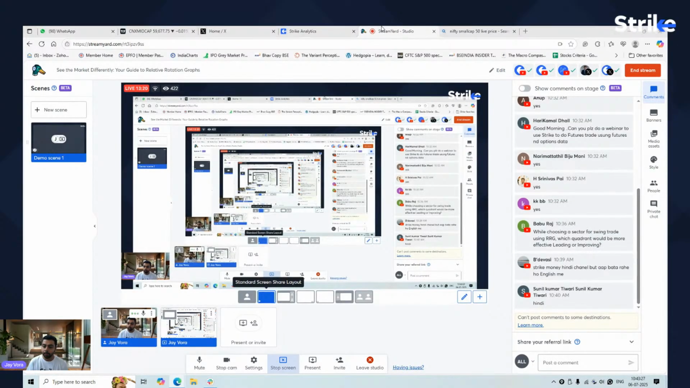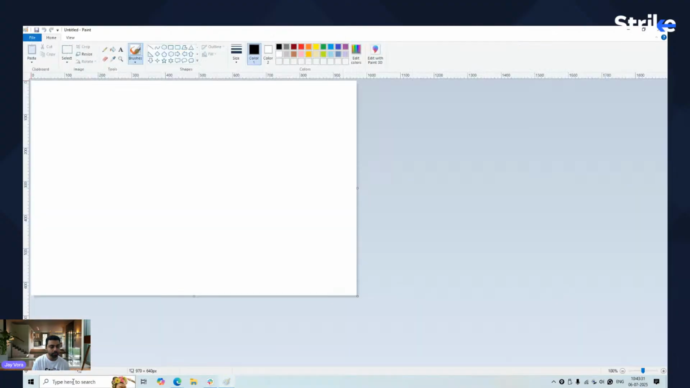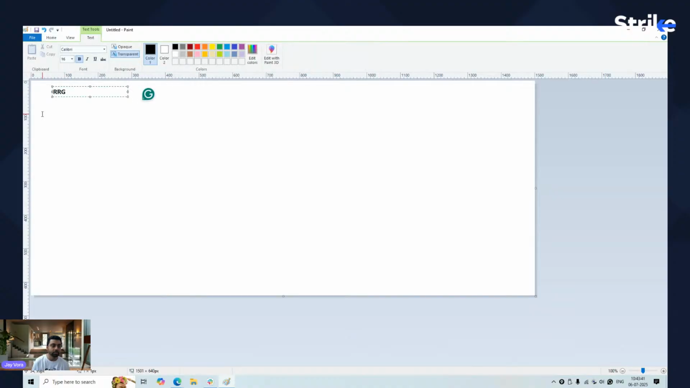Now I will explain how to find the setups, and what are the things that you need to watch out for. I told you that in RRG there are basically two things, right? One is momentum and one is RS ratio, that is the relative strength ratio.